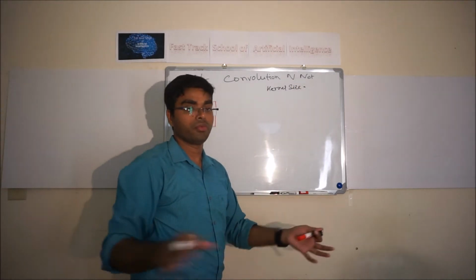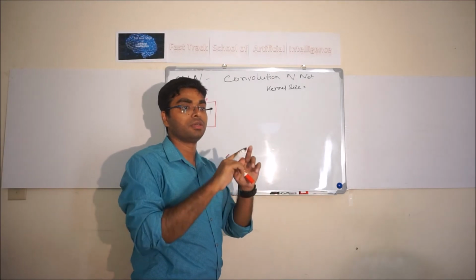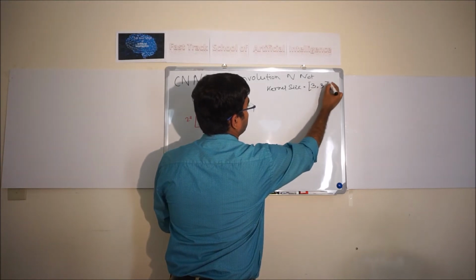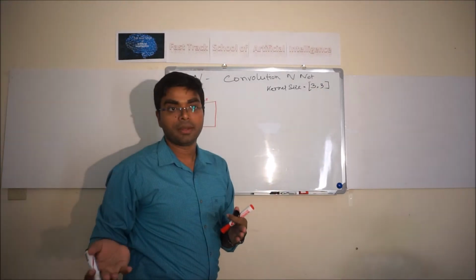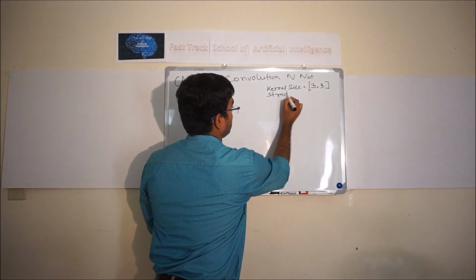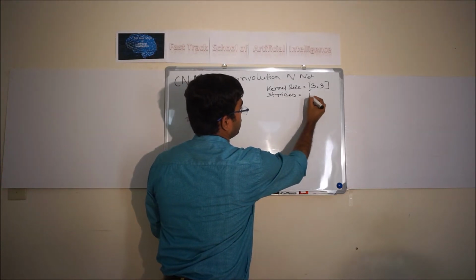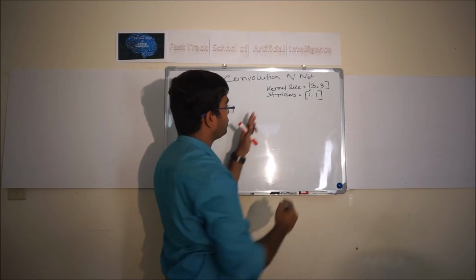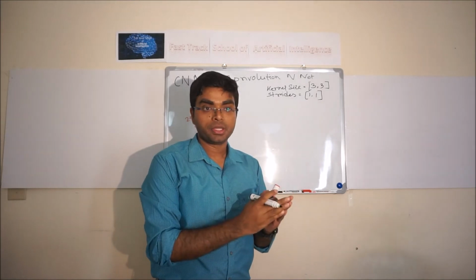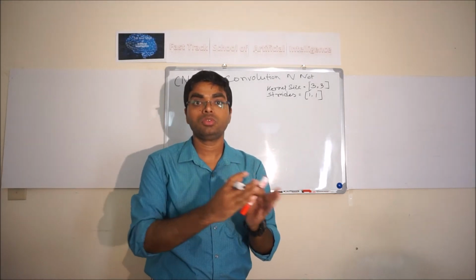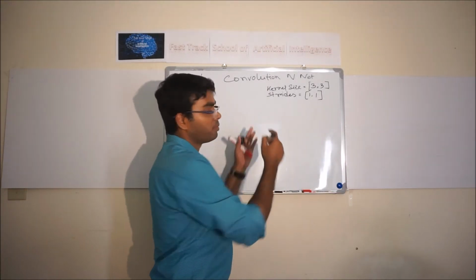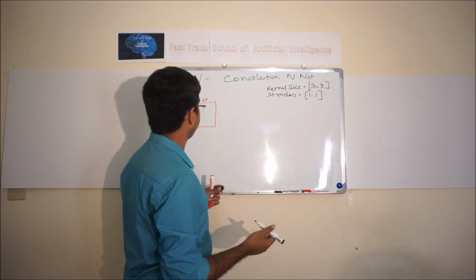Or filter size, or whatever term they are using, but this means the size of the filters. Okay, so let's take it 3 by 3. Another term is strides. Strides are those values, the number of pixels it is going to slide through the image from the beginning position. Another important term is padding, which I will come to a little later.